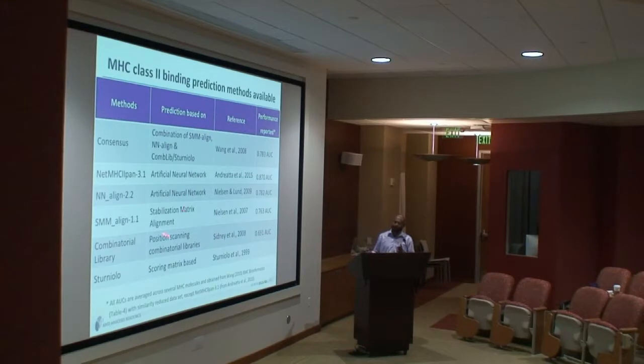So in case of class 2, we have the same methods corresponding to class 1. The first one is consensus, which is in turn a combination of 3 different other methods: SMM align, NN align, and combinatorial library or Sturniolo. For the alleles that have prediction algorithms for these methods, we will use consensus. And if not, we'll be using NetMHCIIpan. So this is a neural network based method.